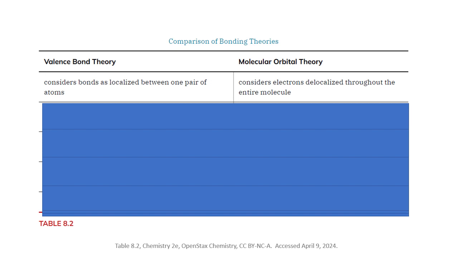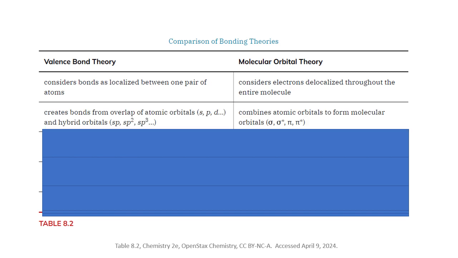Valence bond theory considers bonds as localized between one pair of atoms, whereas molecular orbital theory considers electrons delocalized throughout the entire molecule. This is an important distinction which results in differing properties that each theory can predict. So valence bond theory did a nice job predicting polarity and structure. Molecular orbital theory will predict things like magnetic properties, electrical properties, and thermal properties.